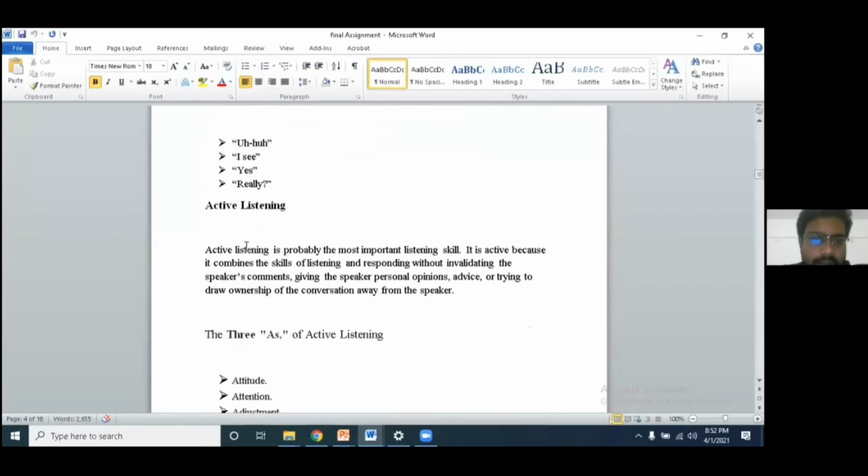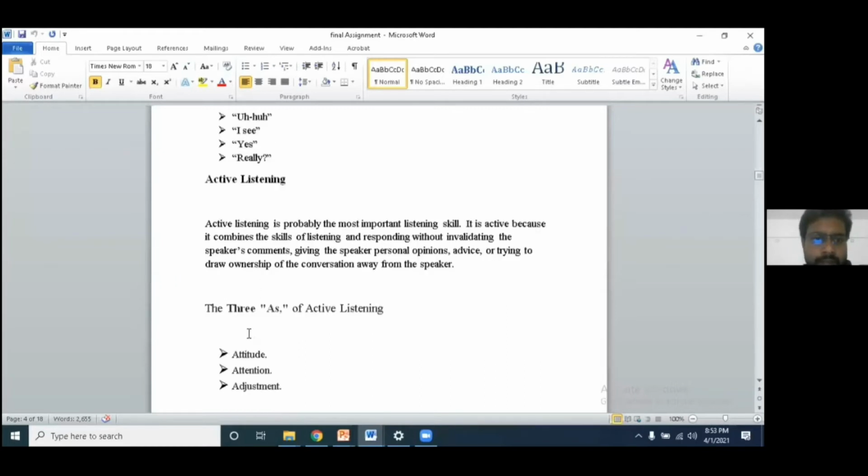And the last one is active listening. I am not going to read that out. You all know what active listening is. Active listening means you just forget everything of the world and you listen very actively. That is active listening. Everybody knows what active listening is.